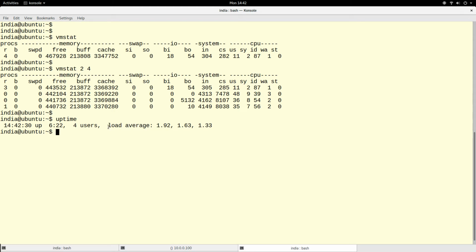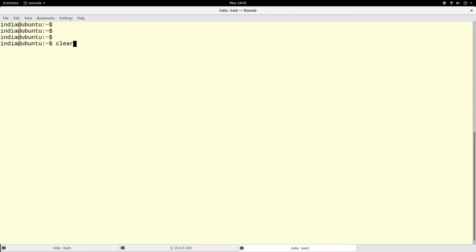If you have very high load average and also very high run queues, that points to some issues on your system.